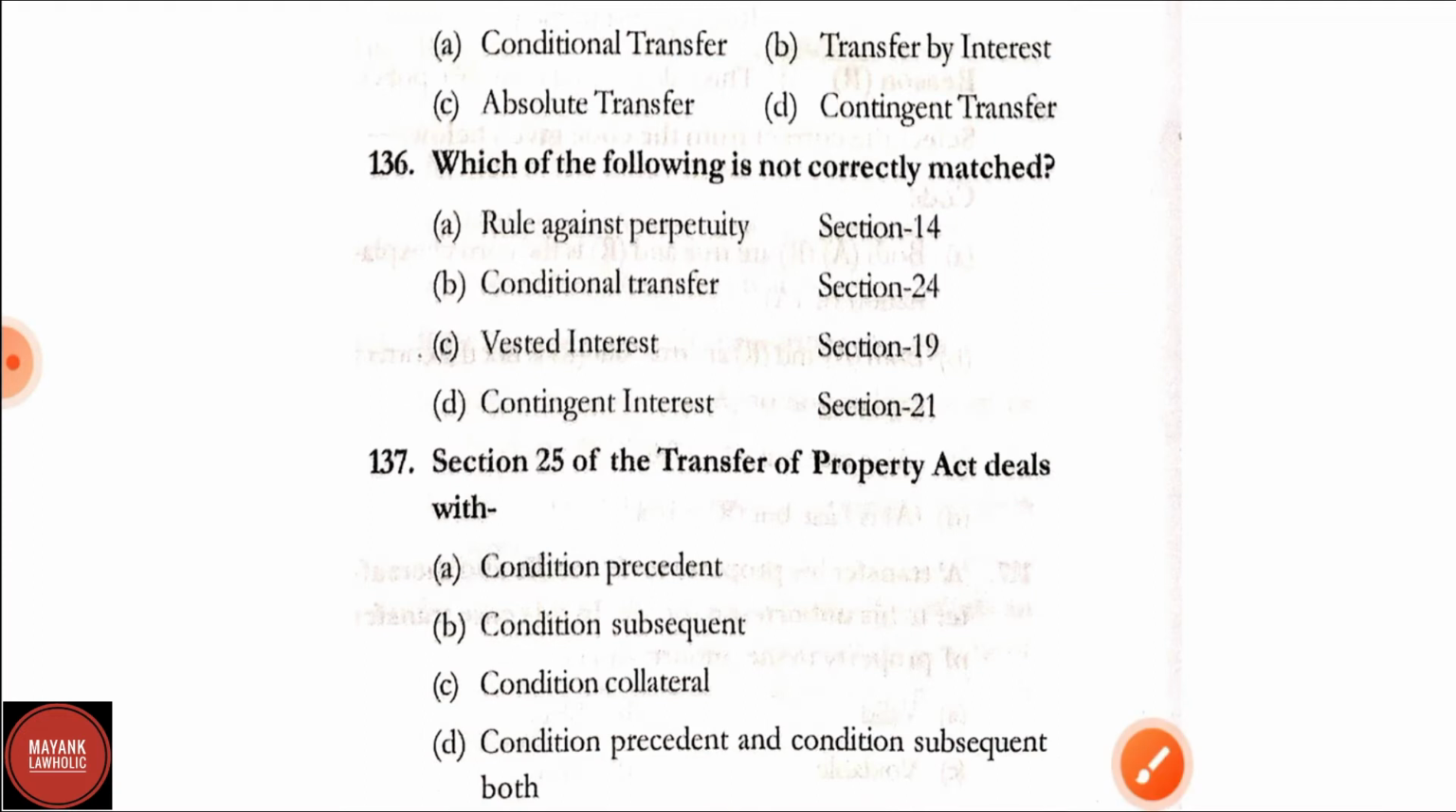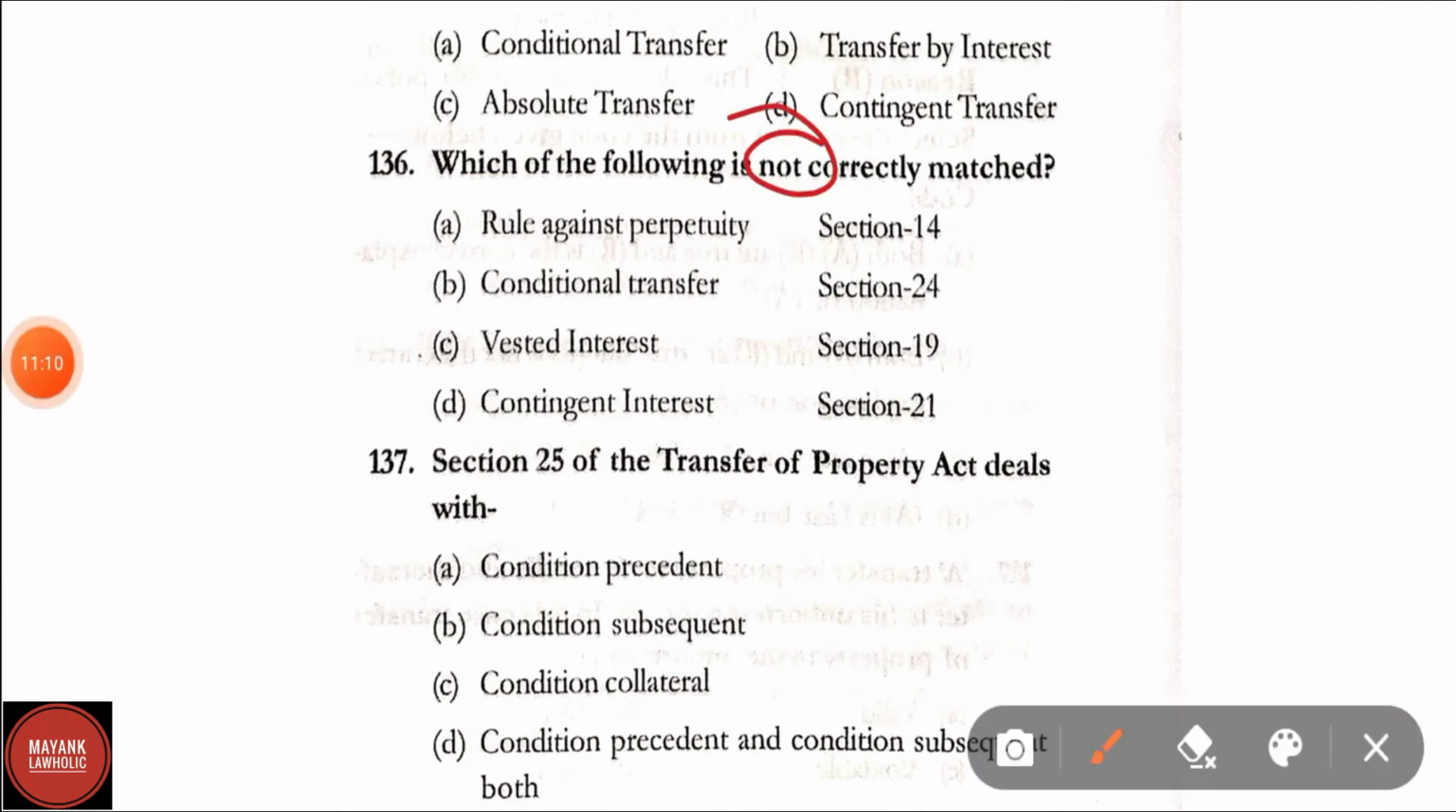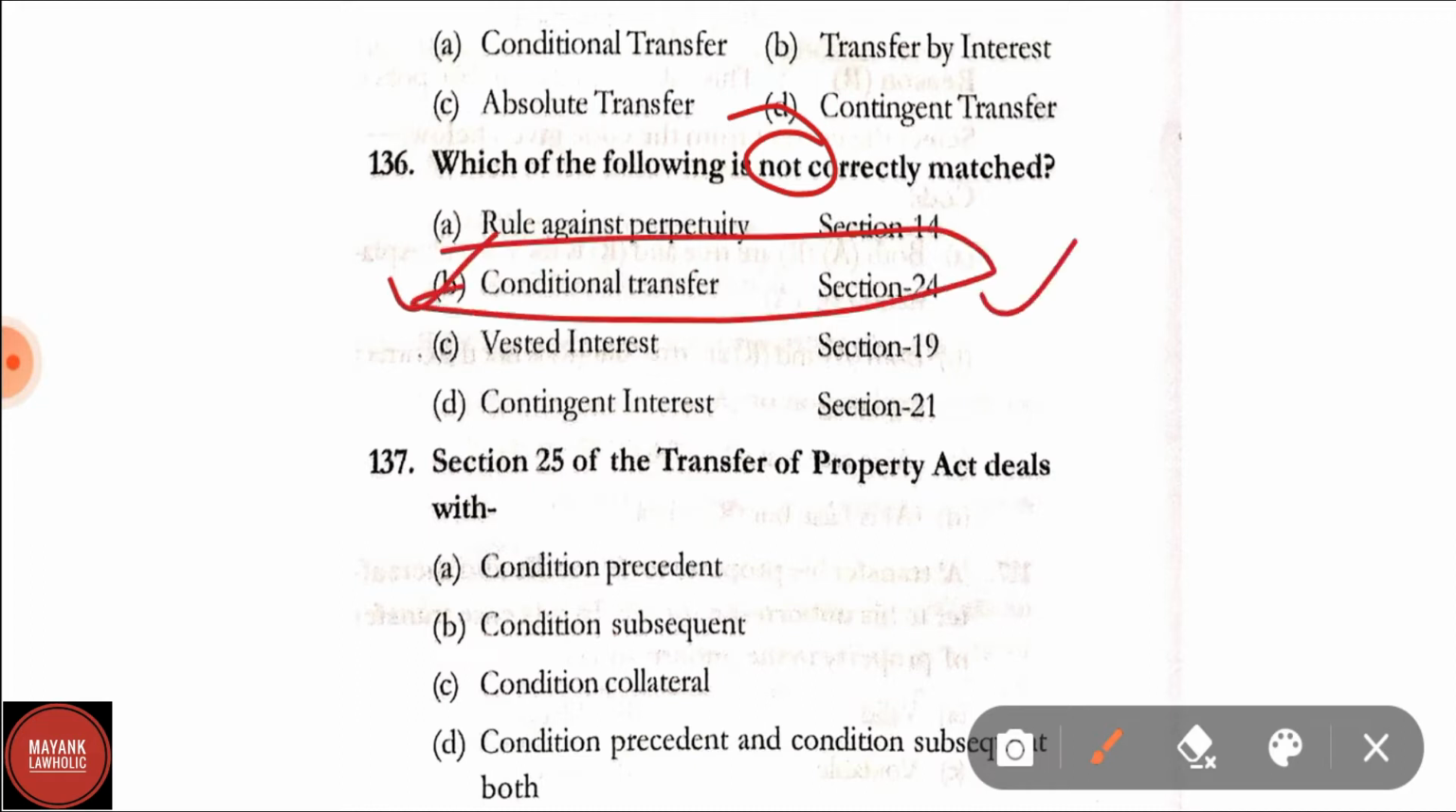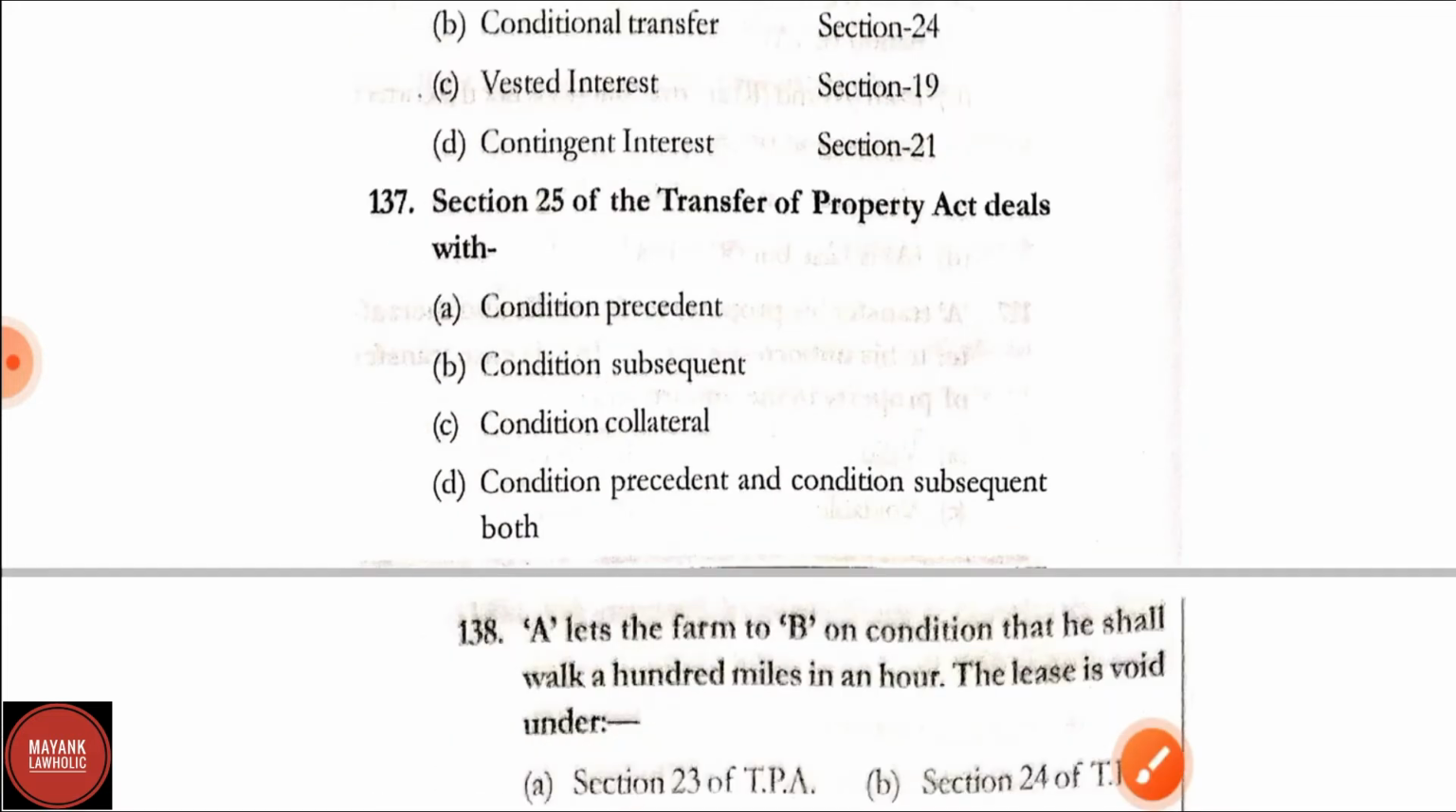Question number 136. Which of the following is not correctly matched? Options are rule against perpetuity section 14, conditional transfer section 24, vested interest section 19, contingent interest section 21. Here conditional transfer, that is option B, is not correctly matched. Other options are correctly matched.